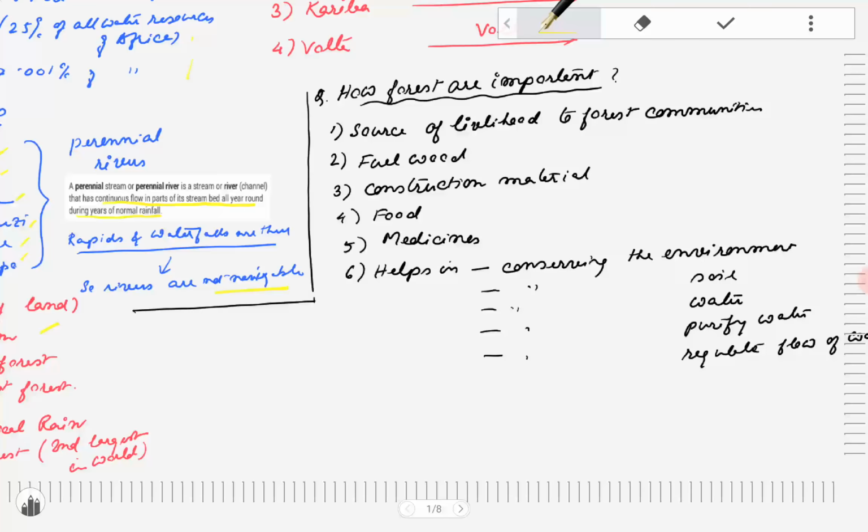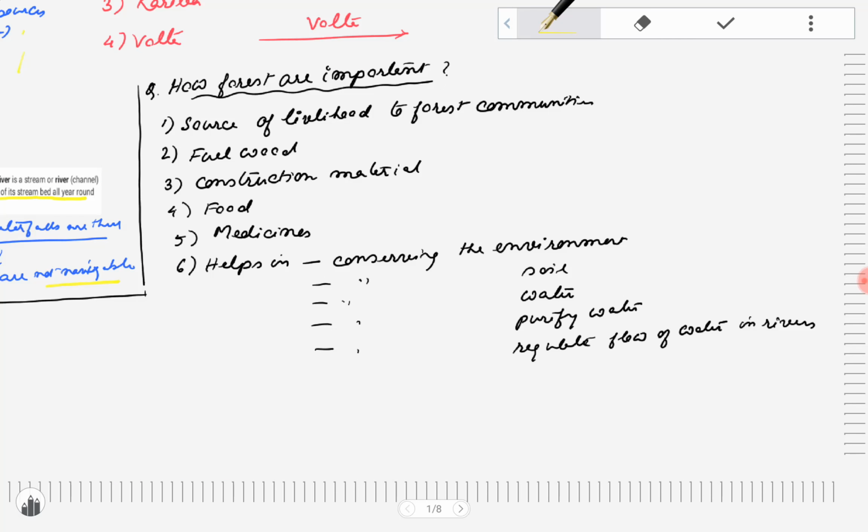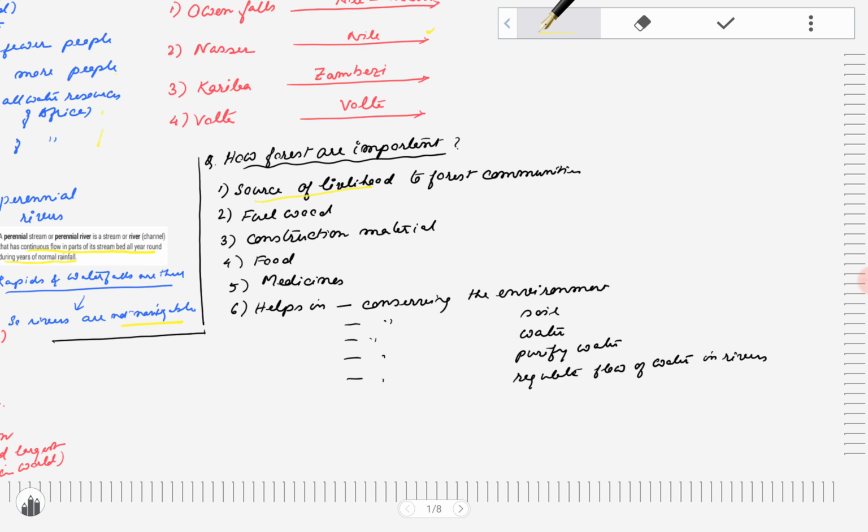Now, how are forests important? We have seen that a lot of forest resources are there in Africa, so they are very important. These forests are the source of livelihood for forest communities. The forest gives us fuel wood and gives the people of Africa construction material. It also gives food, medicine, and helps in conserving the environment, soil, and water, purifying water and regulating the flow of water in rivers.